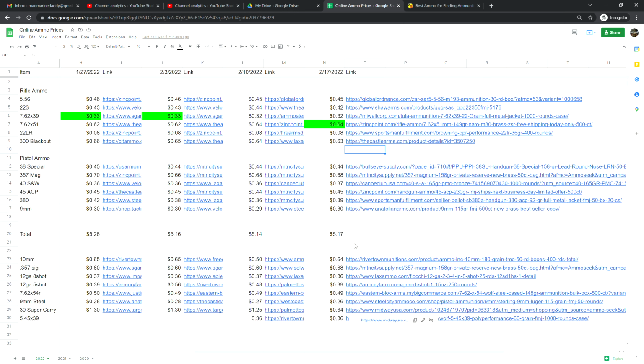Anyway, I hope this helps you out, guys, for February 17th, 2022, for the best online ammo prices.